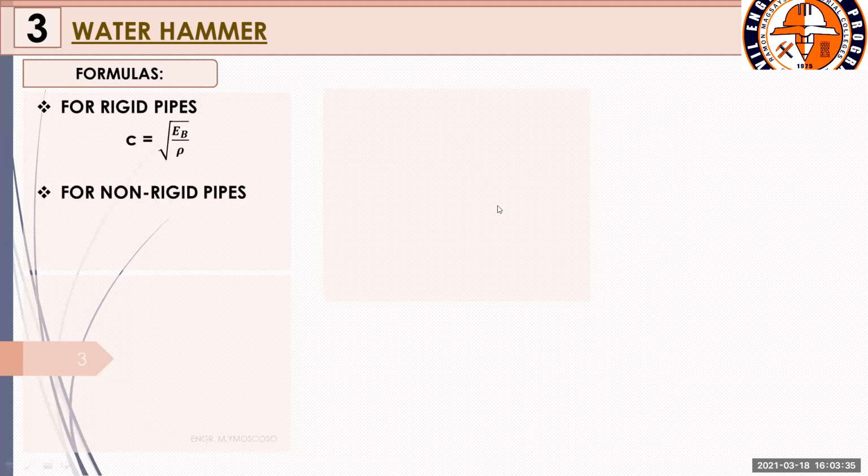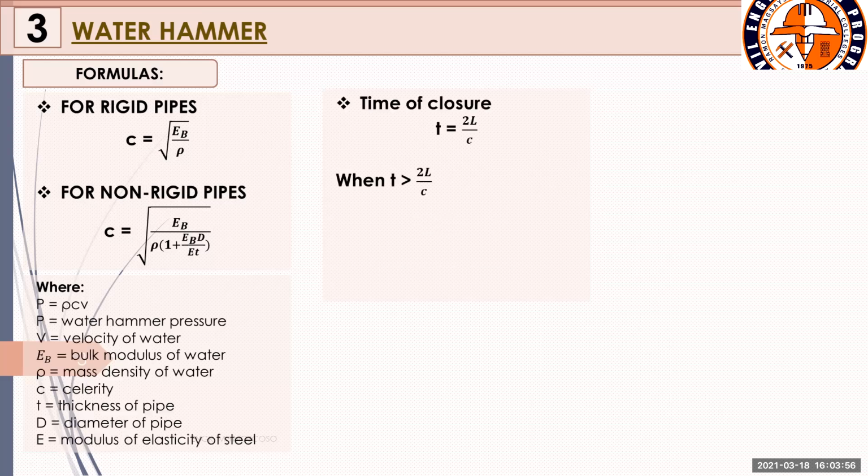The formulas for our water hammer: for rigid pipes, C equals the square root of EB over rho, and for non-rigid pipes, C equals the square root of EB over rho times 1 plus EB over DET, where P is the water pressure, V is the velocity of water, EB is the bulk modulus of water, and rho is the mass density.